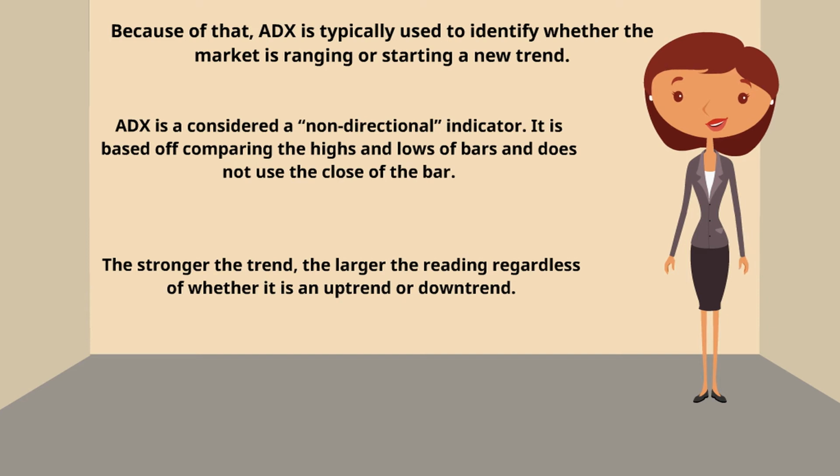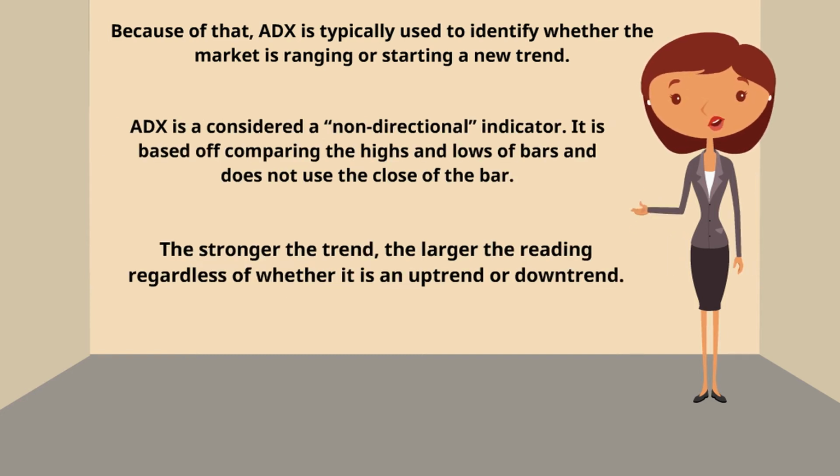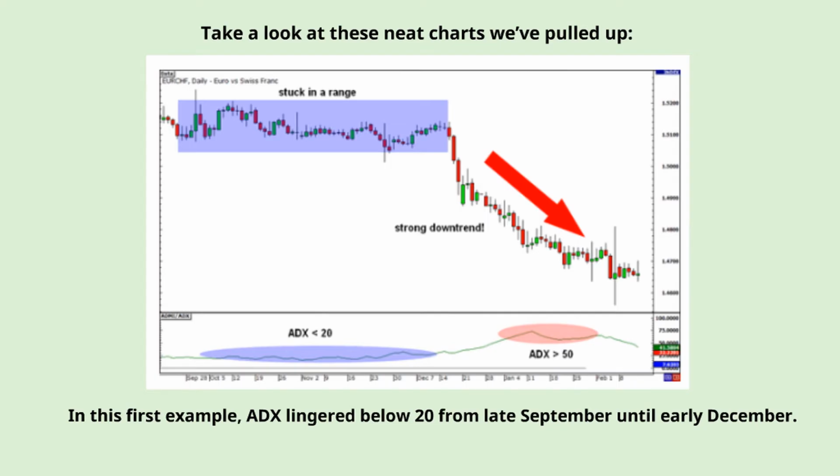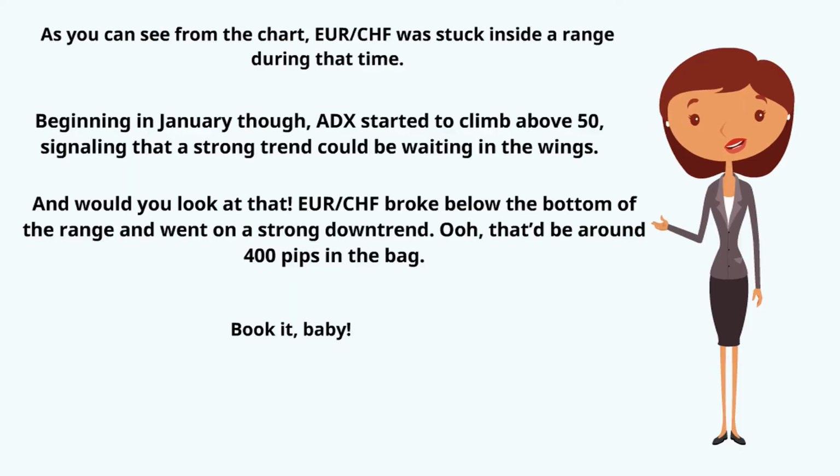Because of that, ADX is typically used to identify whether the market is ranging or starting a new trend. ADX is considered a non-directional indicator. It is based off comparing the highs and lows of bars and does not use the close of the bar. The stronger the trend, the larger the reading regardless of whether it is an uptrend or downtrend. Take a look at these neat charts we've pulled up. In this first example, ADX lingered below 20 from late September until early December. As you can see from the chart, Euro to Swiss franc was stuck inside a range during that time.